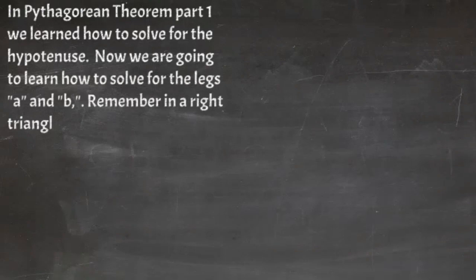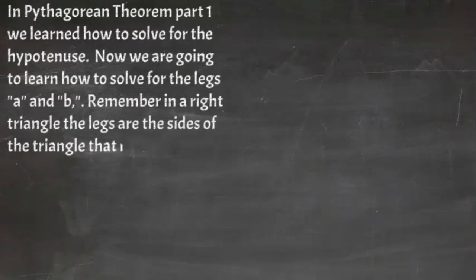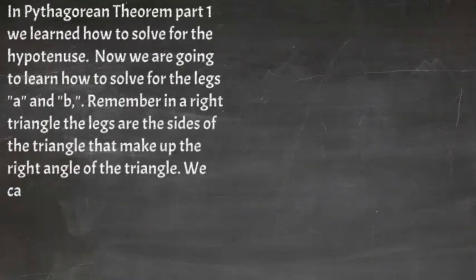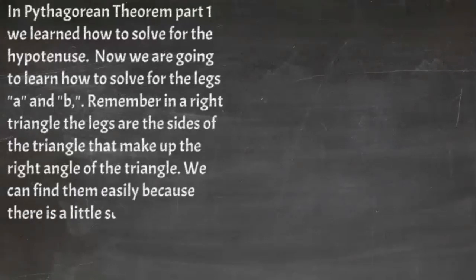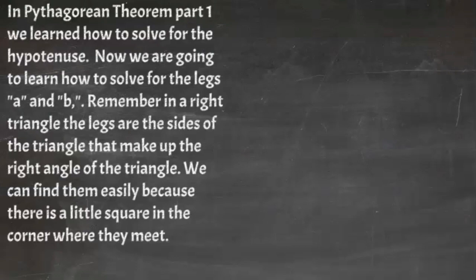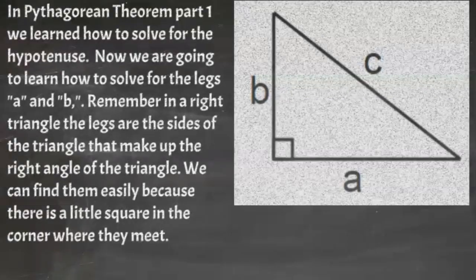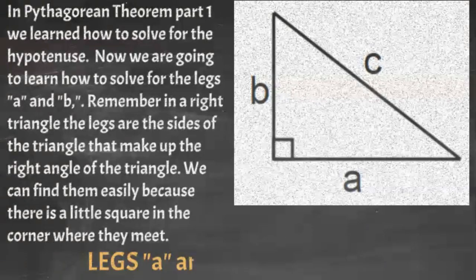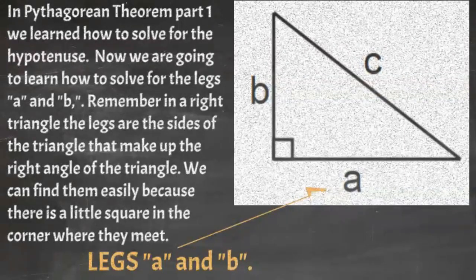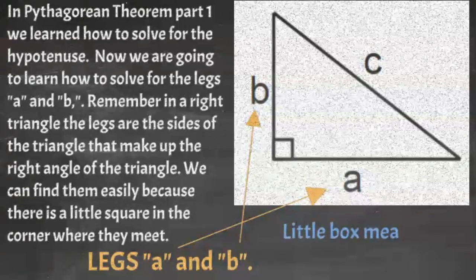Remember, in a right triangle, the legs are the sides of the triangle that make up the right angle of the triangle. We can find them easily because there's a little square in the corner where they meet. Here's our triangle. Here are legs A and B. Leg A and leg B. Remember, the little box means right angle or 90 degrees.